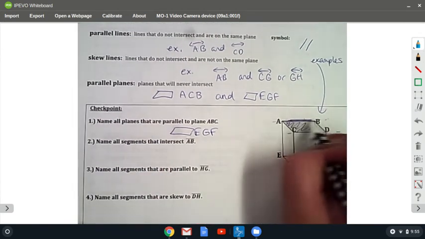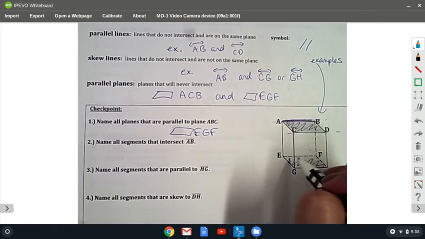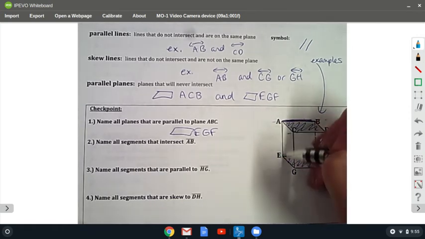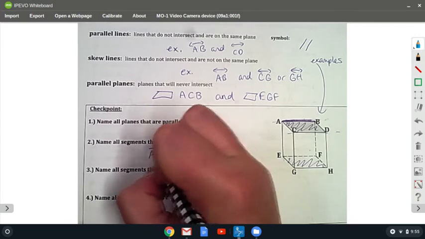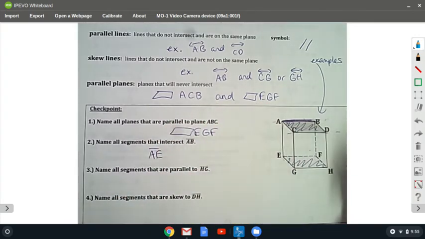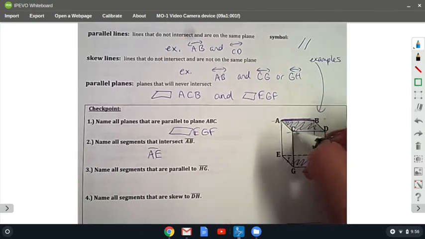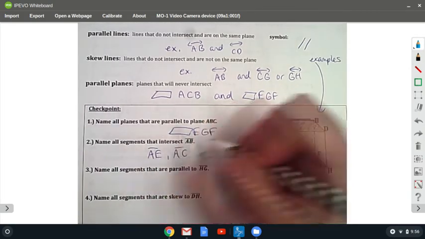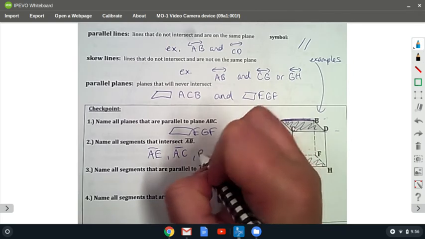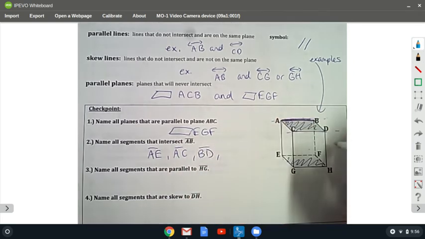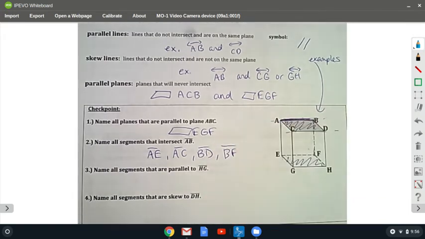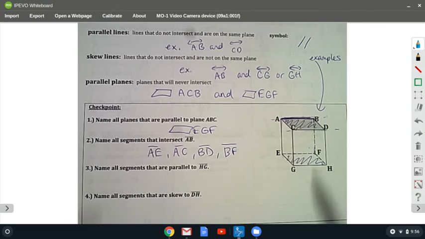Name all segments that intersect AB. So AB is right here. So any segment that runs into it, that touches it. So AE does. Basically any segment you can name that has A in it or B in it. So AE does, AC does, BD does, and BF right here. So all of those segments run into AB.